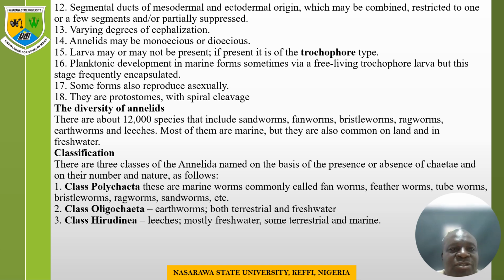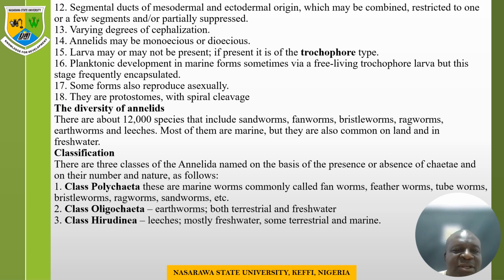This is also the continuation of the major features. The larva may be present, or it may be absent. Some forms reproduce asexually, some sexually. They are protostomes with spiral cleavage and so on. The segmental ducts of mesoderm and ectoderm origin, which may be combined, are restricted to one or a few segments, and they are partially suppressed at times. Protostomes with spiral cleavage are also major features found among the members of the phylum Annelida. And again, we also have what is known as the diversity of annelids.